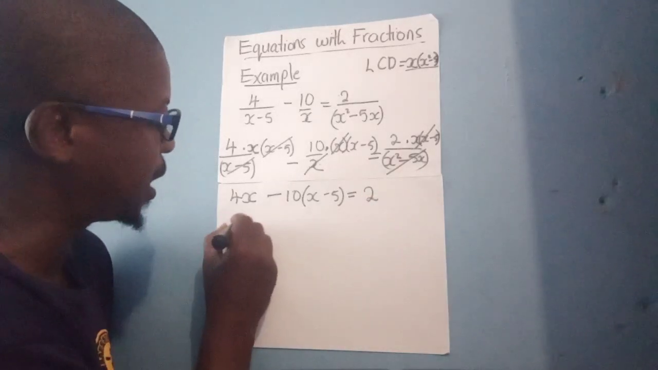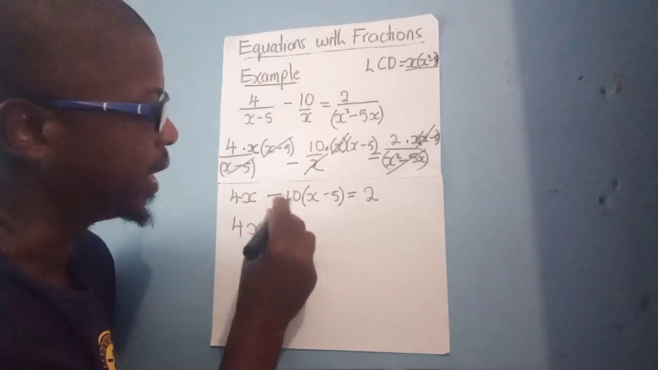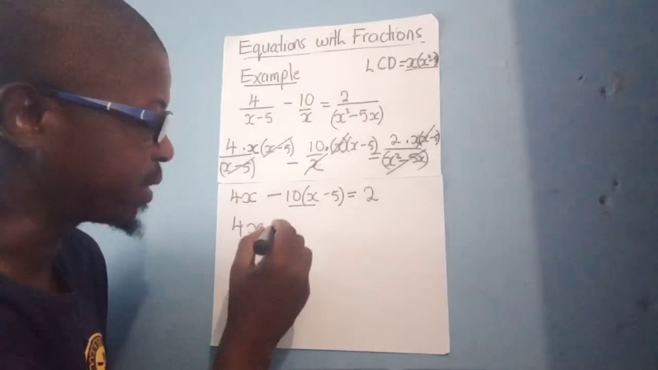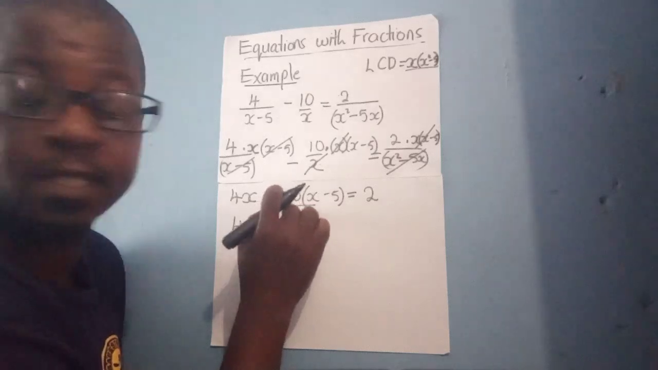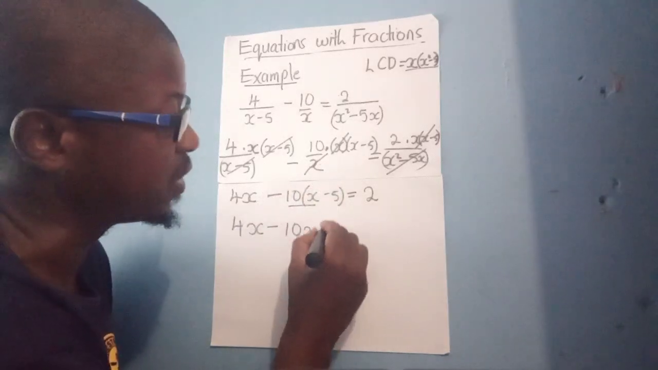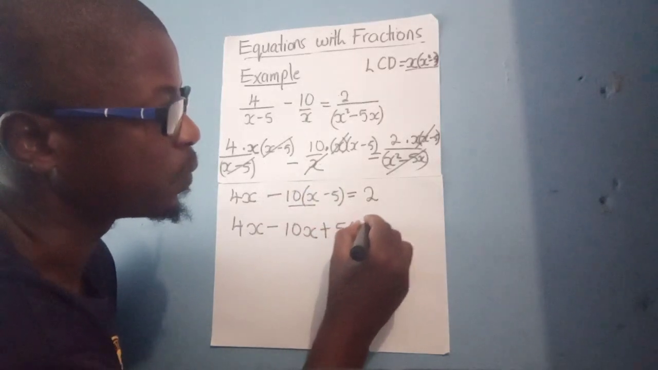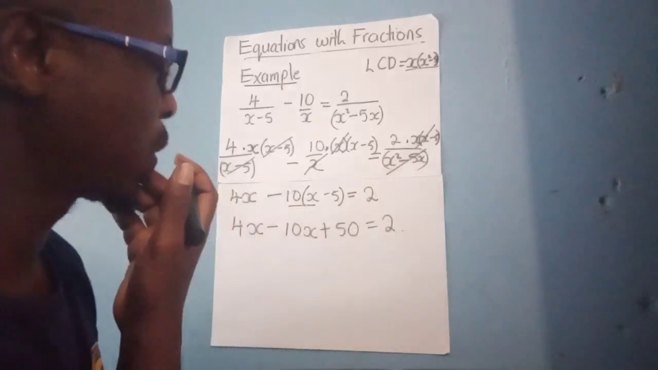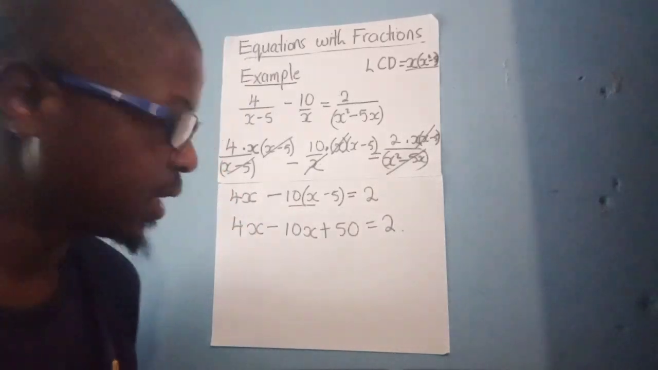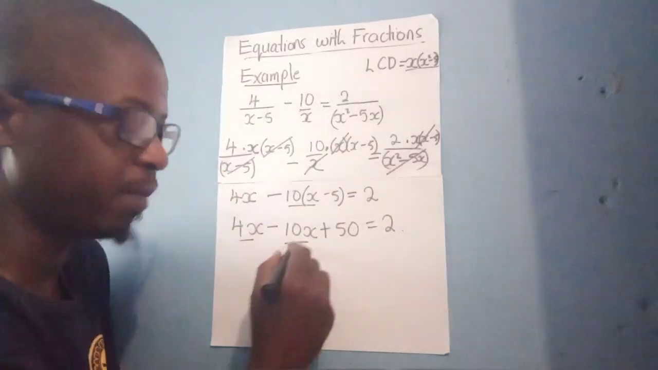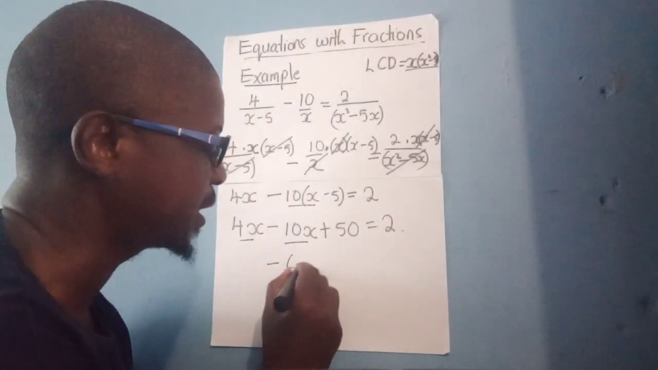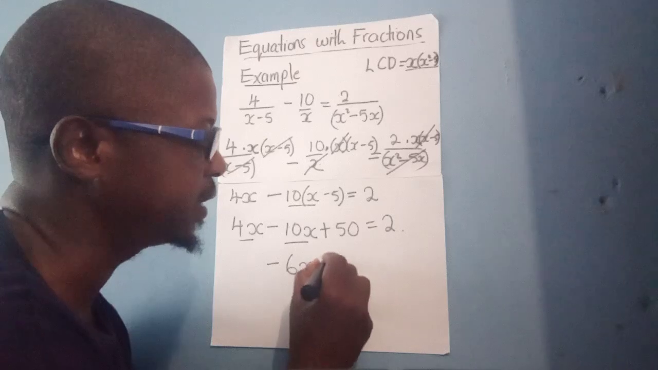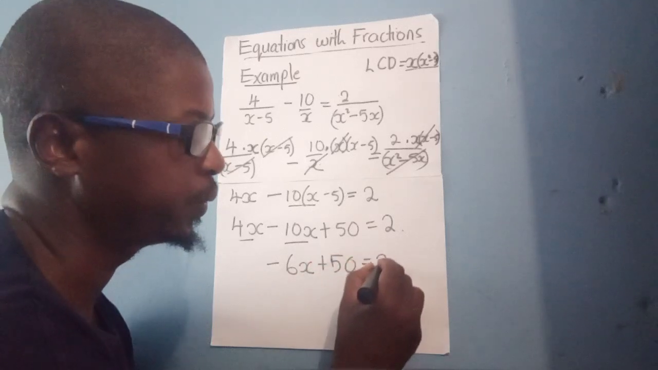Simplifying the brackets, I'm going to have 4x minus, we multiply 10 times x gives us 10x, negative 10 times negative 5, that's a positive 50, which is equal to 2. Now when we group the like terms, as you can see, I do have 4x and minus 10x, so 4 minus 10 gives us a negative 6x plus 50 is equal to 2.